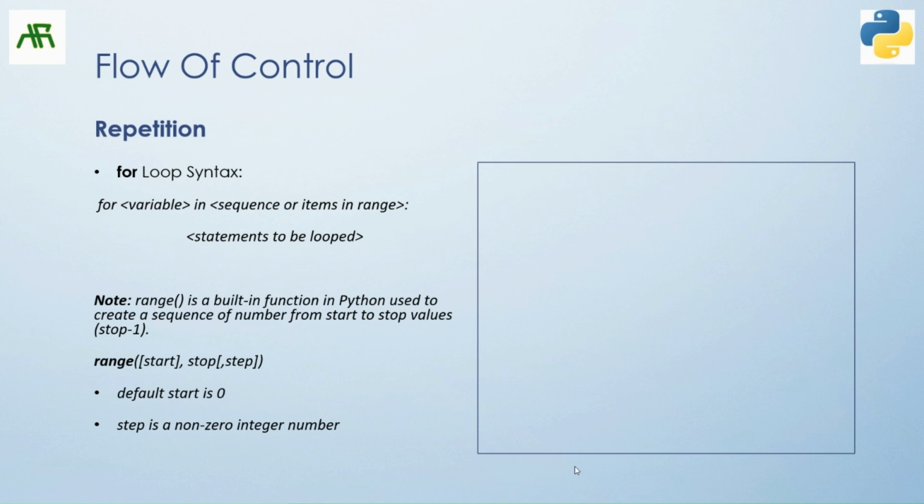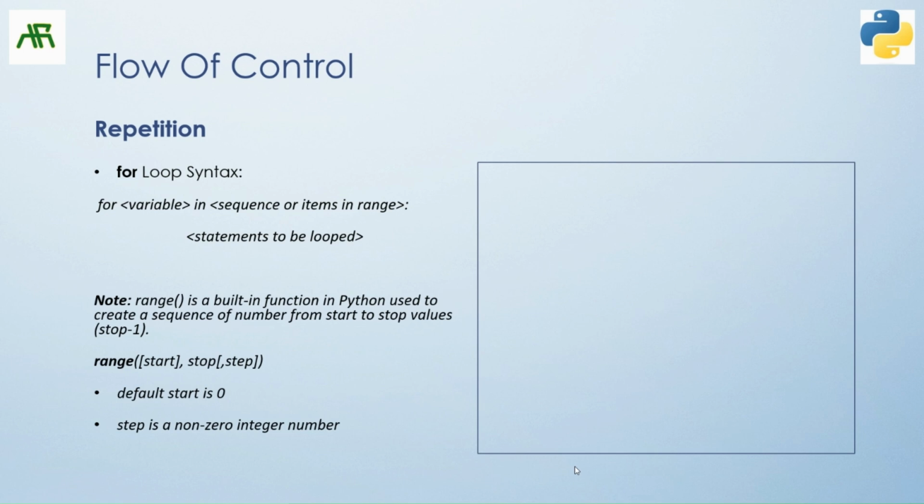Range is another built-in function in Python that is used to create a sequence of numbers from start to stop values. See, when we talk about a range, how do we build a range, or how do I get a range, right? This is one way of creating a range. The syntax is range, start, stop, and step.